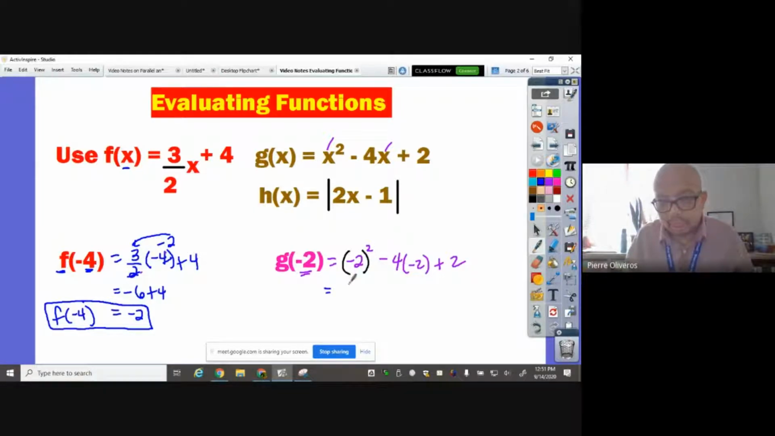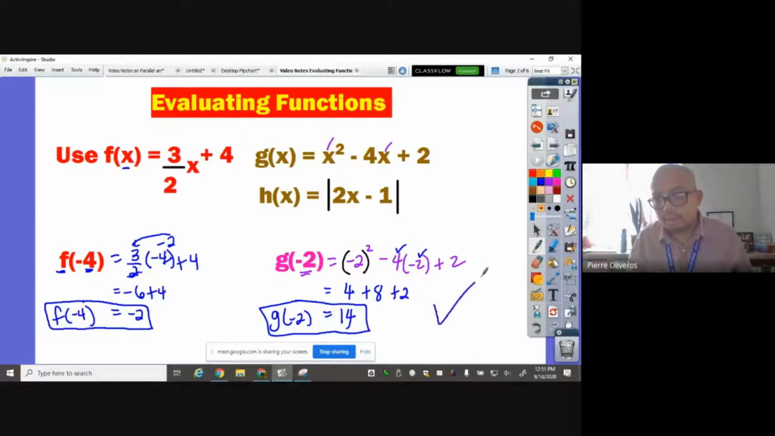-2 squared is -2 times -2, which is a negative times a negative, so it should be a positive 4. -4 times -2 will give you positive 8, plus 2 there. That will give you 12 plus 2 is 14. So therefore, g of -2 is equal to 14. Easy, right? Boom.